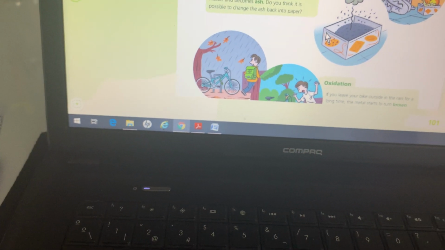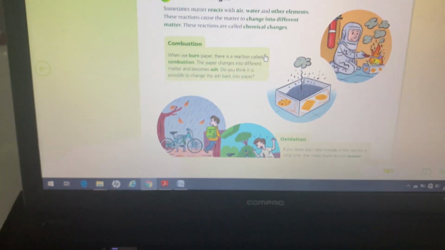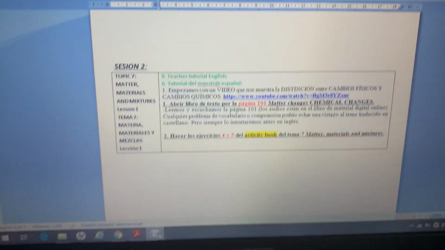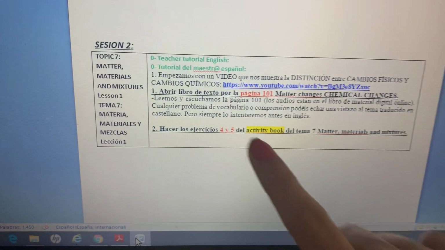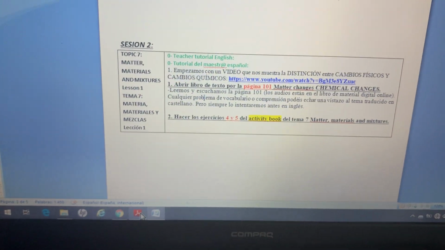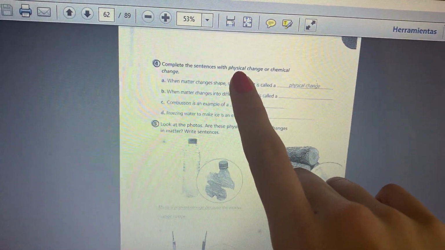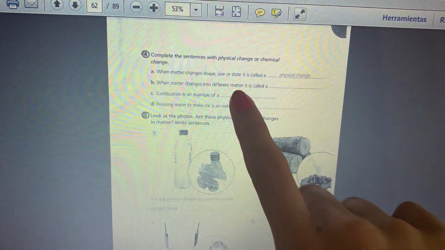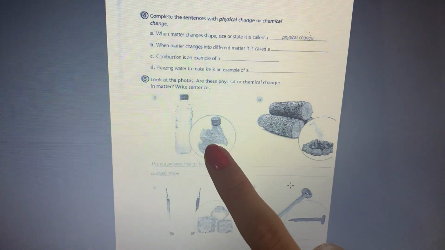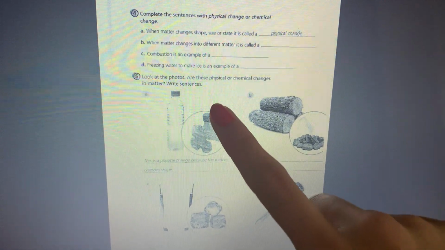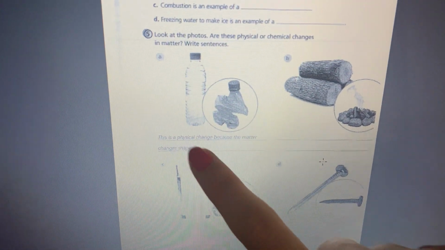Once that you have listened to me explaining the lesson, now if you want, you can listen to the lesson in your online book. You have to open your activity book, because we are going to do exercises 4 and 5. In exercise number 4, you have to complete the sentences with physical change or chemical change. You need to read the description and write if it's a physical or a chemical change. In exercise 5, you have to look at the photos and, the same, say if they are physical or chemical changes in matter, and write a sentence following the example.